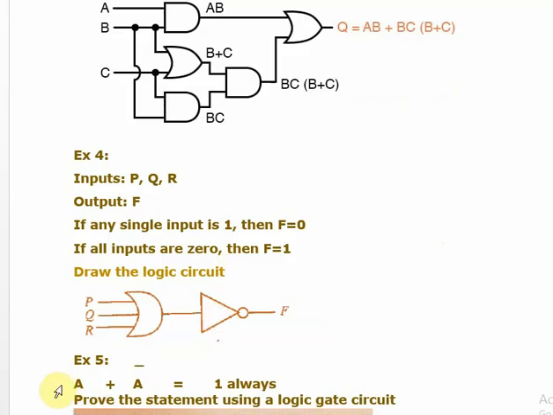Now the next they are saying A or A bar is equal 1 always. So we are not going in deep here, the De Morgan's theory and all, it is there, right? For simply they are saying A or A bar is always equal 1. Prove the statement using a logic gate circuit. They are asking to prove the statement using the logic gate circuit. Very simple. You just input A and A bar and see whether you always get 1. Right? Then this is an OR gate, no, definitely.